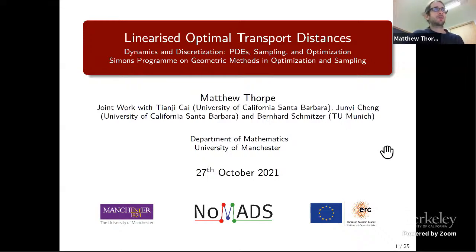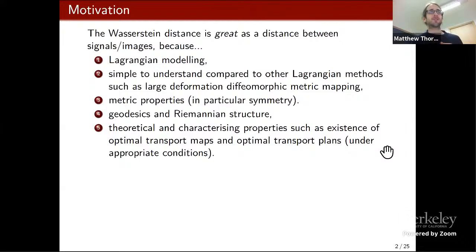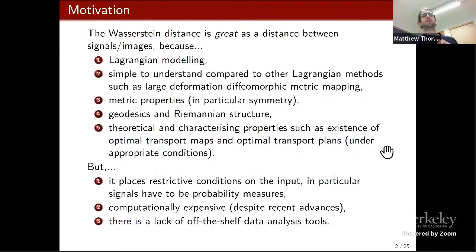Okay, so I guess to this audience, I don't really need to motivate the Wasserstein distance. I guess we all probably already think it's great. It's got nice, well understood properties. Theoretically, it has this Lagrangian viewpoint, which is often much more reasonable for modeling compared to the Eulerian viewpoint. But I think we probably also all agree that there are some drawbacks.